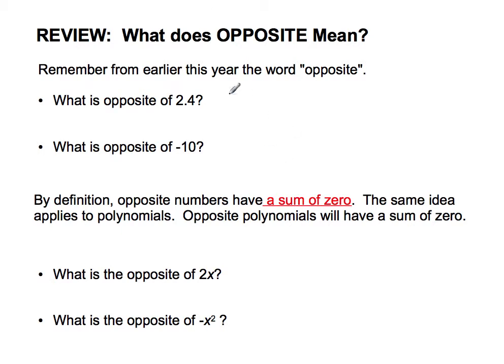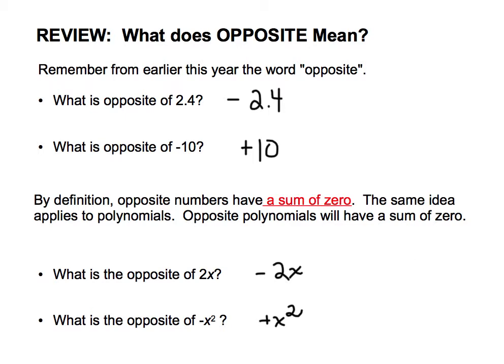Opposite from 2 decimal 4 is negative 2 decimal 4. The opposite of negative 10 is positive 10. Okay. So by definition, opposite numbers have a sum of 0. And we can also use that in polynomials, and we did that in Lesson 1 as well. So the opposite of 2x is negative 2x. And the opposite of negative x squared is positive x squared. Now you don't have to put the positive sign. I'm just putting it so that you guys see it.